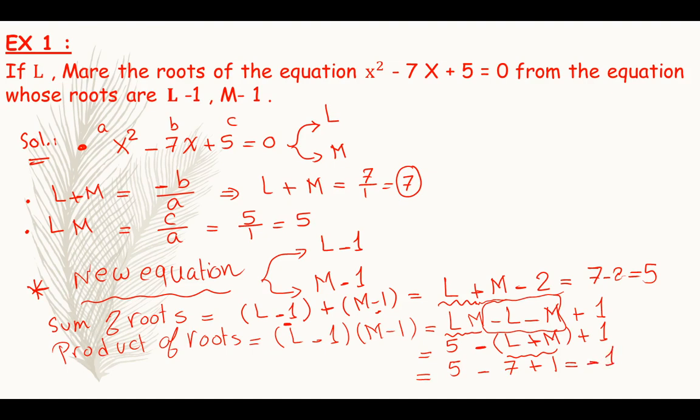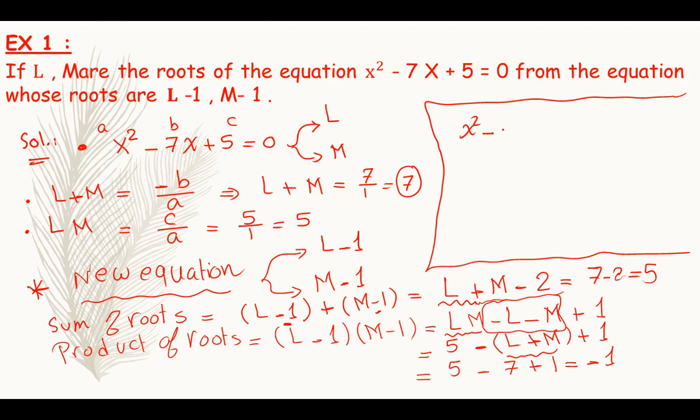So what is the form of the new equation? Here we can write the form of the new equation: x power of 2 minus the sum of roots multiplied by x plus the product of roots equals 0.